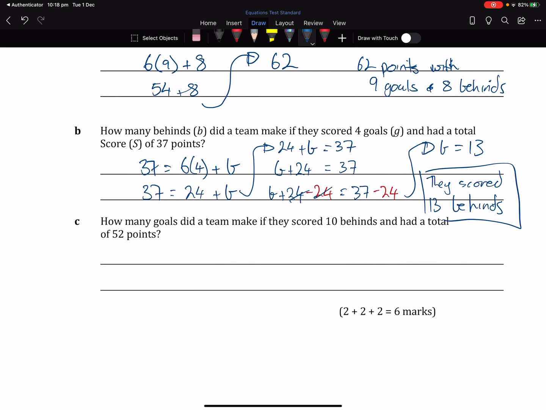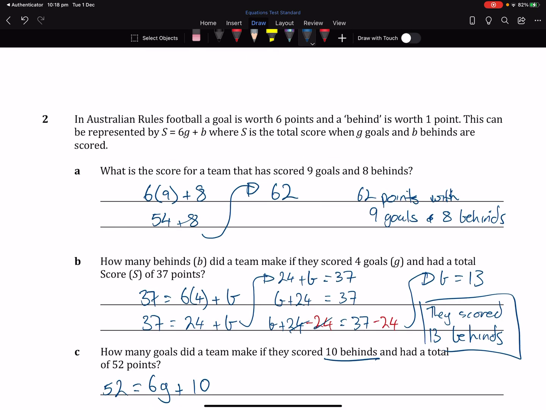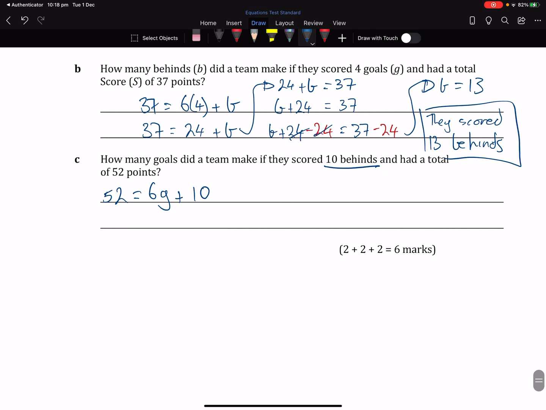And then part C says, how many goals did a team make if they scored 10 behinds and had a total of 52 points? So again, this is just another one where we have to solve it. So we start off with the original equation, S equals 6 times G plus B. They've given us our S, which is 52 points in total, is going to be equal to, we don't know how many goals they've done, so it's 6 times G still, plus they've told us how many behinds. So we know what our B is, which is 10. Let's just swap that around so we can see 6G plus 10 is equal to 52.